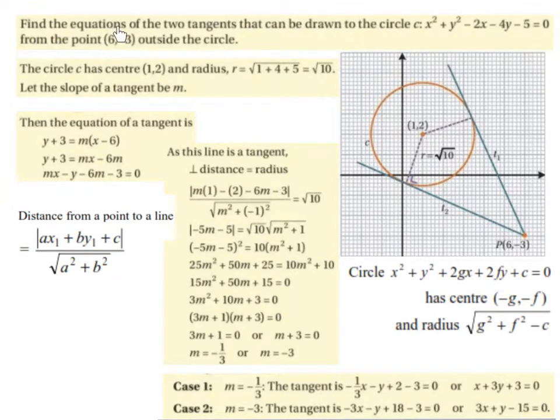Find the equations of the two tangents that can be drawn to the circle x squared plus y squared minus 2x minus 4y minus 5 is equal to 0 from the point (6, -3) outside the circle.